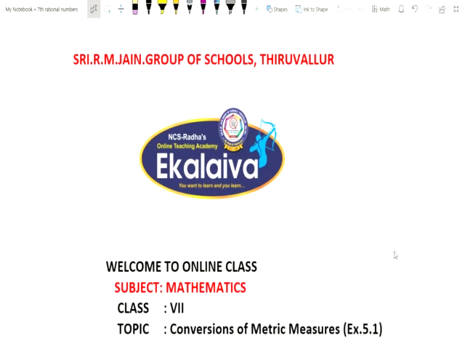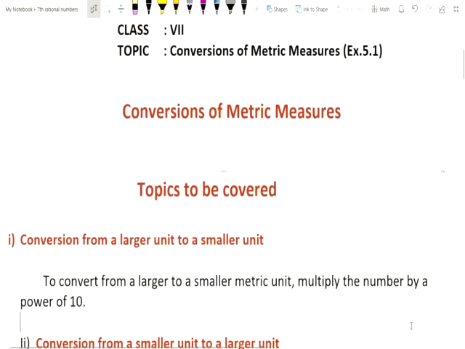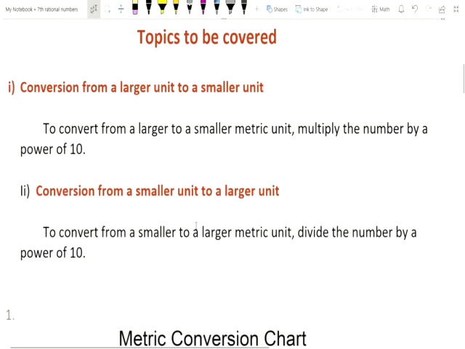Today we are going to learn conversions of metric measures, exercise 5.1. In this, what are the topics we are going to cover? The first one is conversion from a larger unit to a smaller unit.